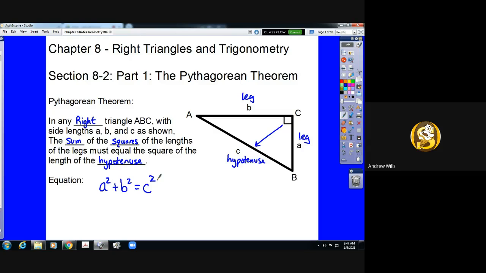So here we go. Any questions on the theorem before we advance? A squared plus B squared equals C squared. Any questions on how to find the hypotenuse? Anything like that? You can type in the chat. You can unmute. Okay, then. Let's go ahead and try one then.